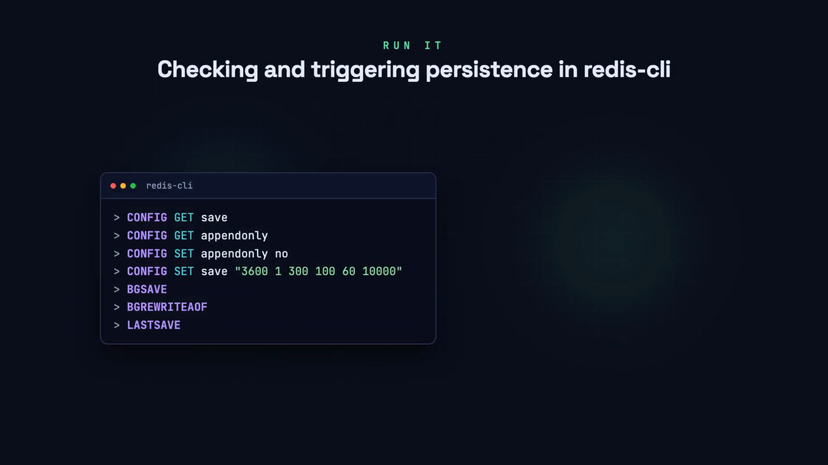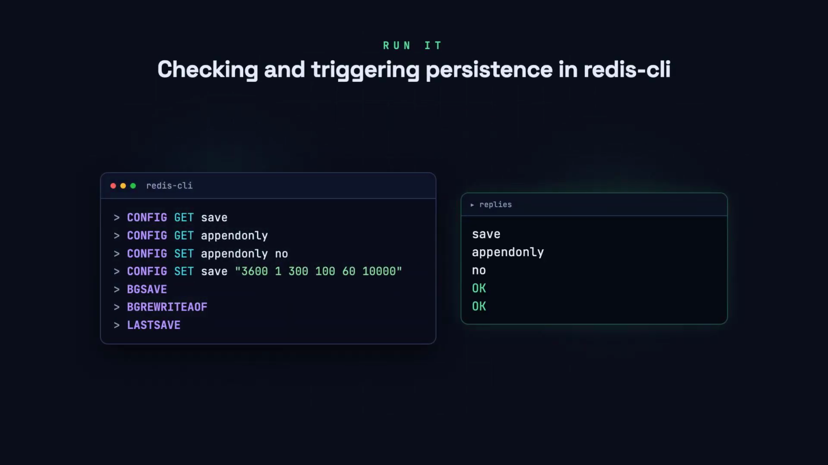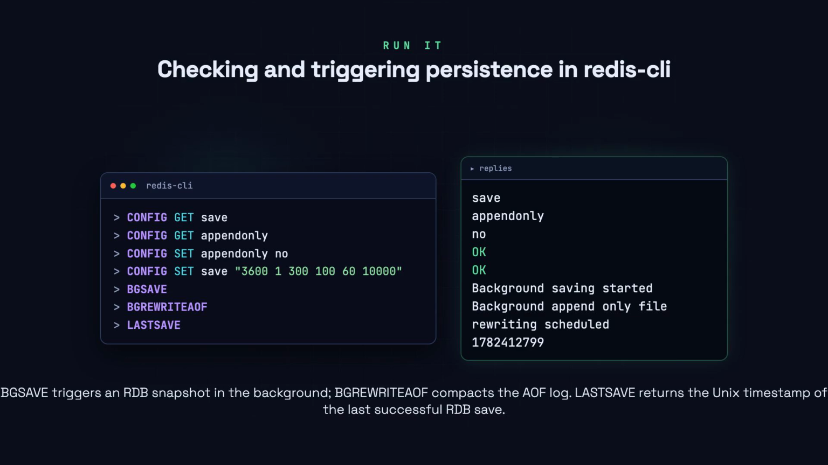Use CONFIG GET to see your current persistence settings. CONFIG SET lets you enable AOF or adjust RDB save intervals without restarting. BGSAVE and BGREWRITEAOF kick off background jobs, and LASTSAVE tells you when the last snapshot completed.